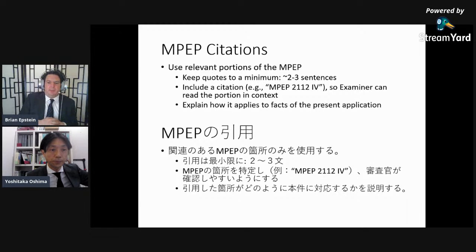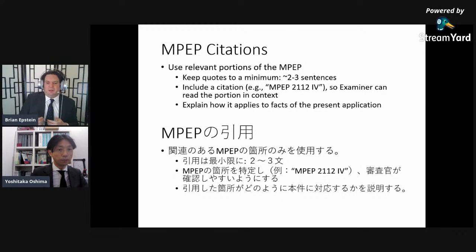And that's important because if your examiner doesn't know the portion of the MPEP that you're relying on, let's say it's something to do with consideration of non-English references in an IDS. That's pretty fact specific. It's not something that examiners see all the time. They'll want to look up the whole portion.